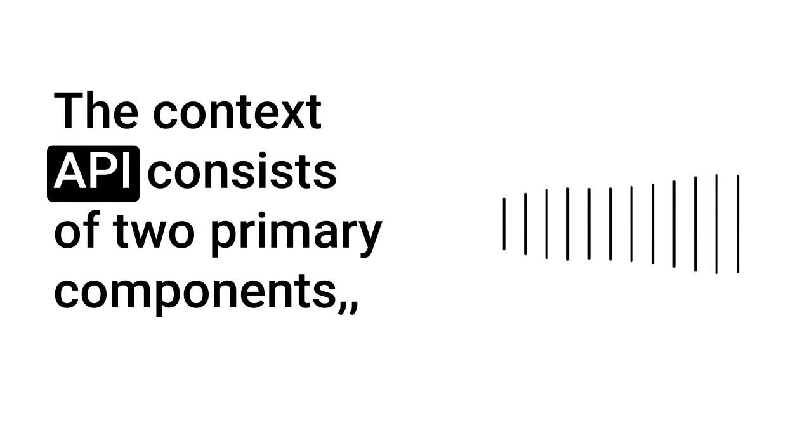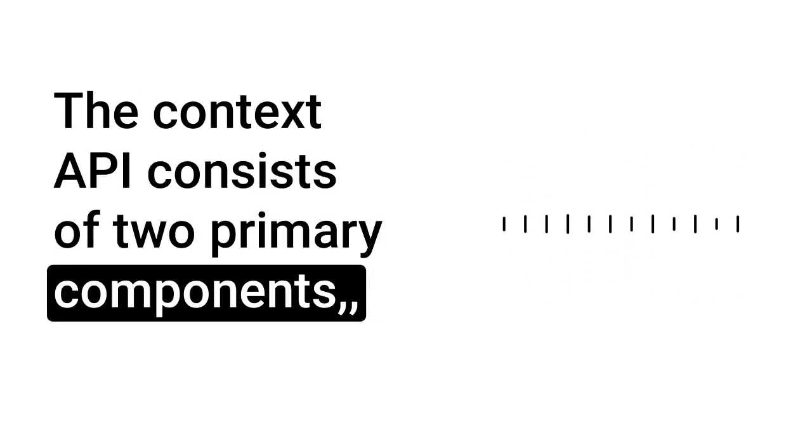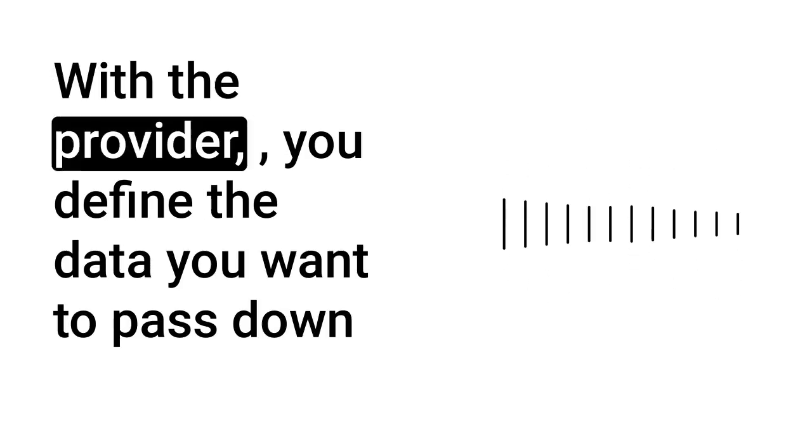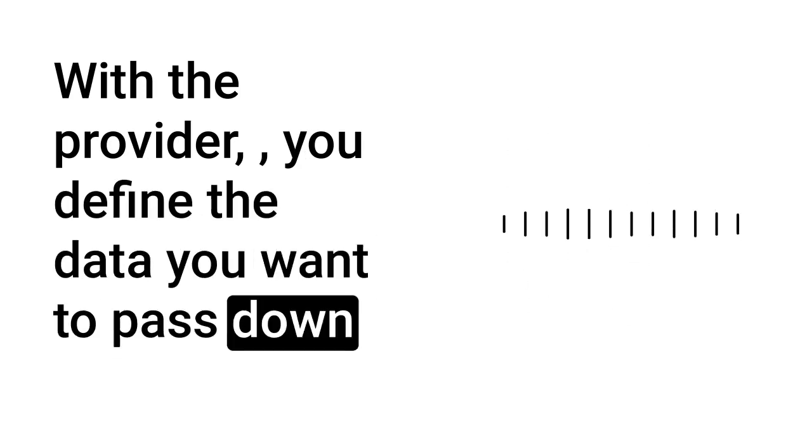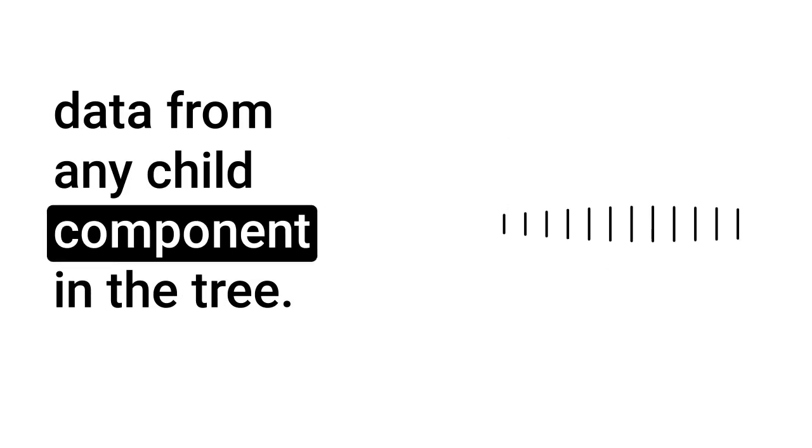The Context API consists of two primary components, the provider and the consumer. With the provider, you define the data you want to pass down the tree, and the consumer allows you to access that data from any child component in the tree.